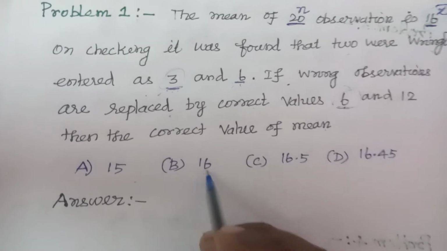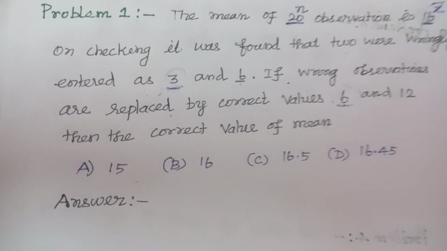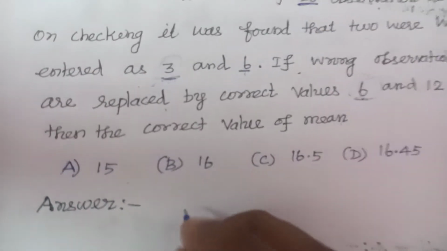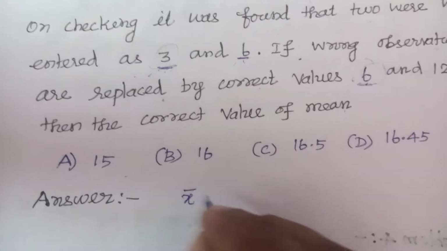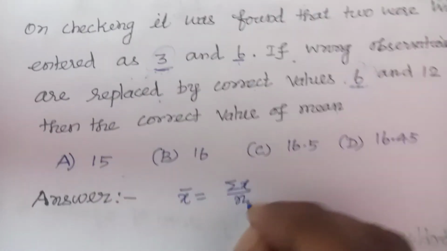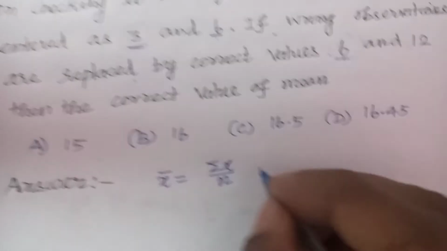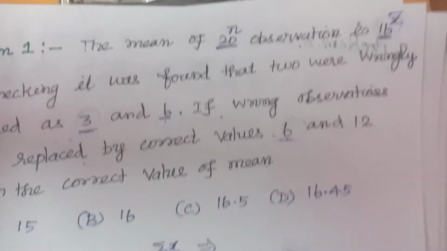Therefore, the given options are 15, 16, 16.5, 16.45. Now, what is the formula for mean? X bar is equal to summation x divided by n. This implies that x bar is given. What is x bar? X bar is equal to 16.